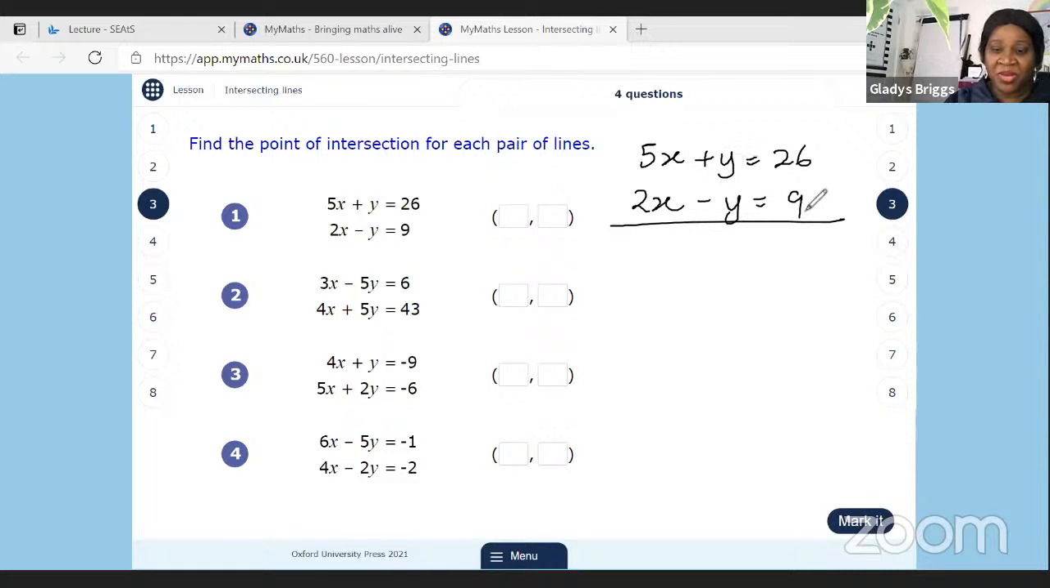Because if we add, we have 5x plus 2x, plus y plus negative y, and 26 plus 9. And this is going to strike off y. Okay, so let's add.